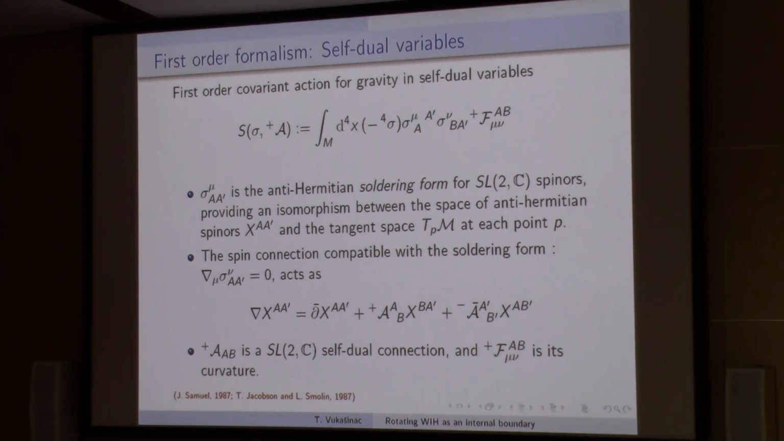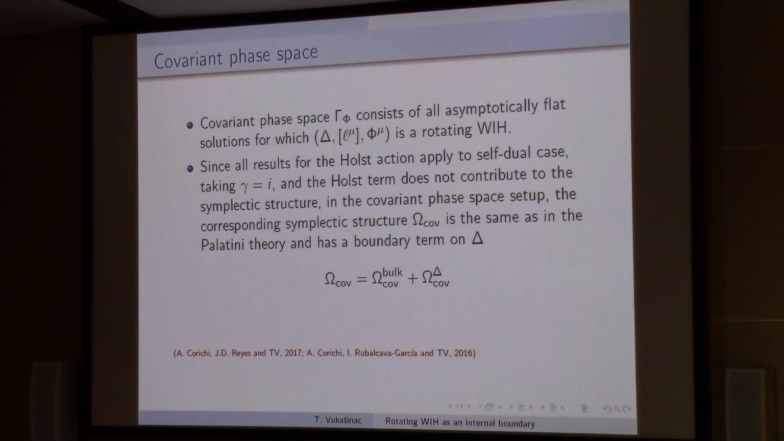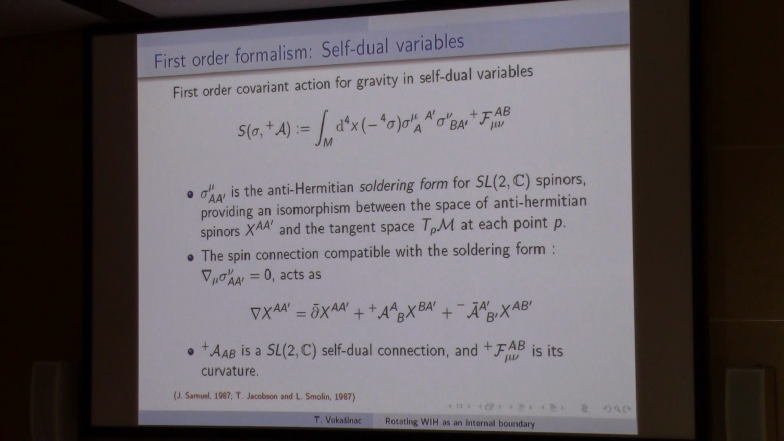So here, our starting point was this action for gravity in self-dual variables, a solder form and a self-dual spin connection, and they have to satisfy certain boundary conditions in order to be compatible with the existence of a weakly isolated horizon. So we will consider spacetimes that have boundaries. For example, they are asymptotically flat configurations. They have a weakly isolated rotating horizon as an internal boundary, and in the covariant formalism, they will have this initial and final Cauchy surface.